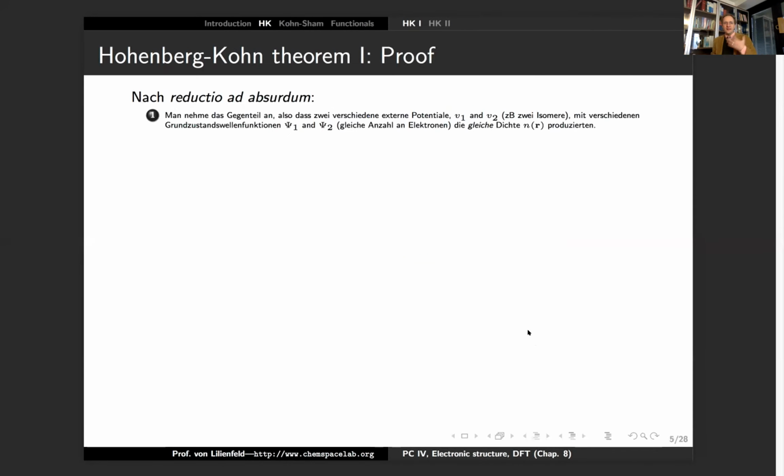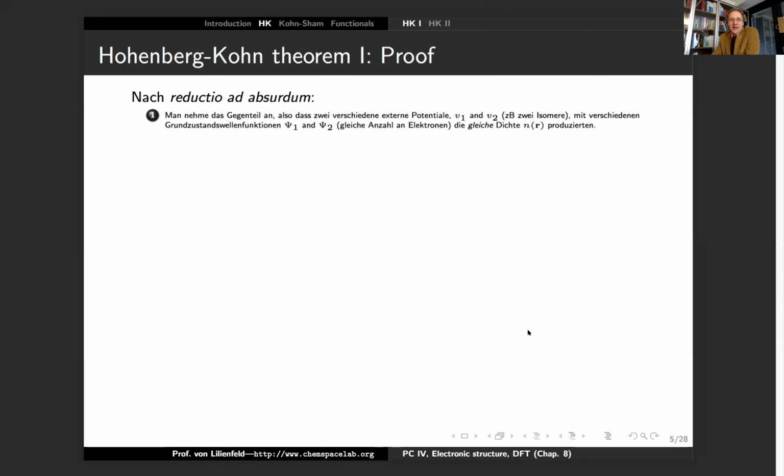So the proof, we discussed the proof already. It follows the reductio ad absurdum. So we presume first the contrary of what we want to show, right? And we then look at what the consequences of that assumption are. And if the consequences lead to something absurd, then it means that the original assumption was wrong. And so the opposite must hold. So the opposite of the opposite is then what we wanted to show.